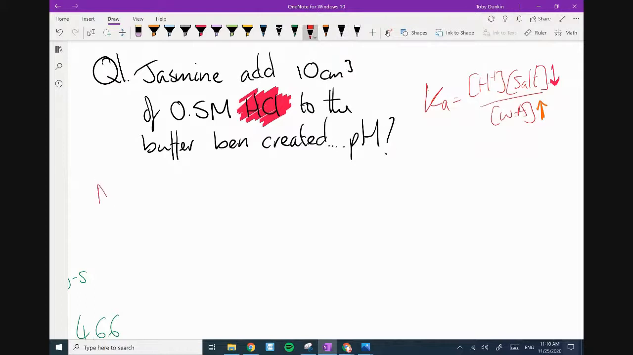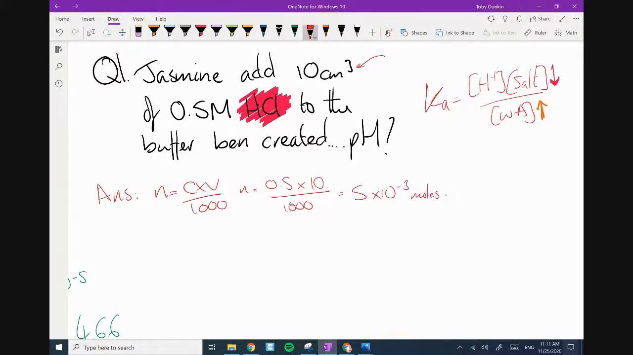Oh, okay. So now all we need to do is find out how many moles she actually added. Answer, step 1: how many moles did Jasmine add? Number of moles equals C times V over 1,000, because we're in centimeters cubed. Run my numbers in: number of moles equals concentration 0.5 times volume 10, all over 1,000. That gives 5 times 10 to the minus 3 moles.